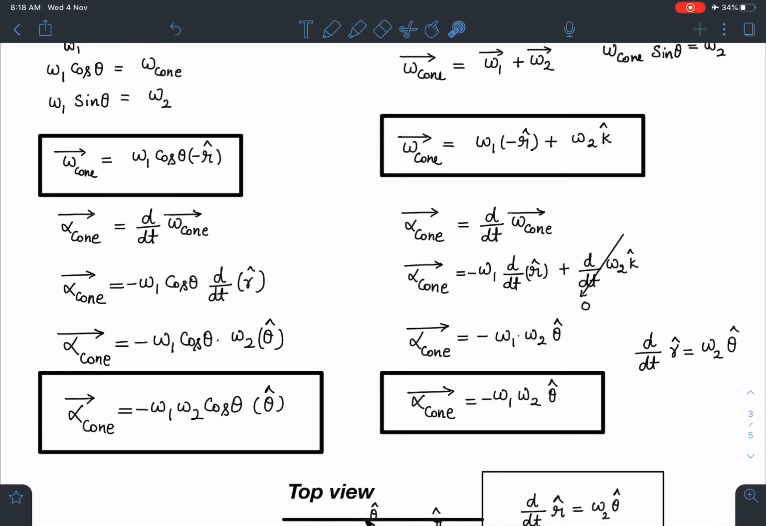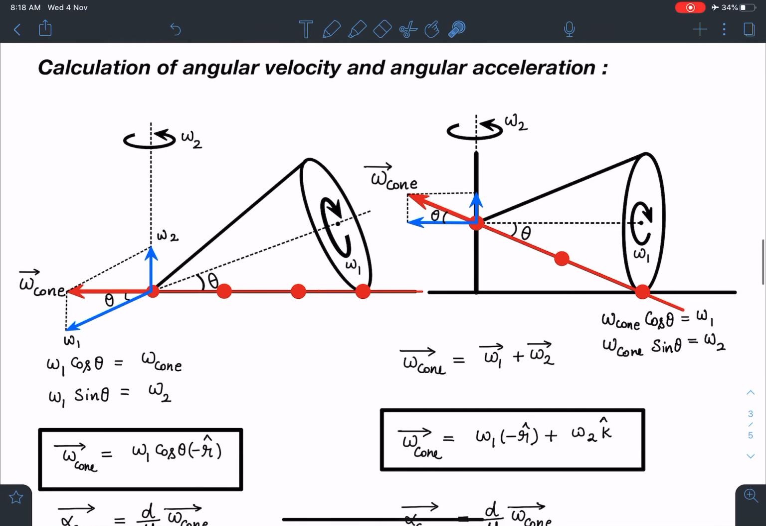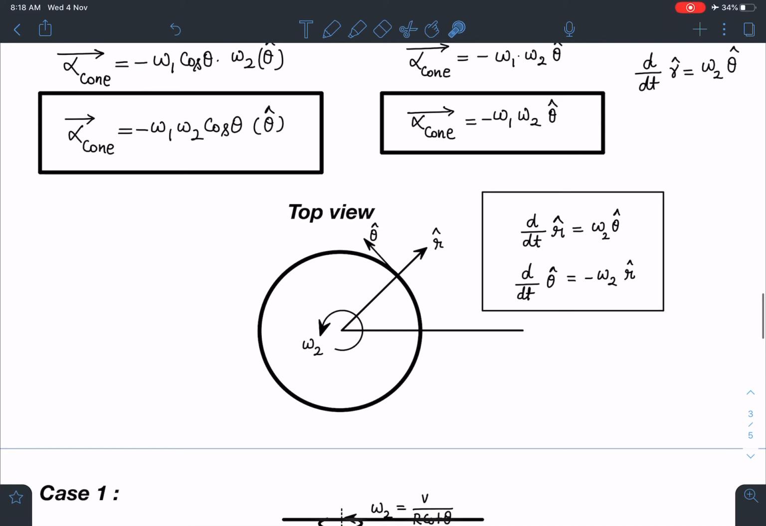All right, so this is the angular acceleration in both the cases, and if you see from the top, I am talking about this circle. Here I'm talking about this circle. This is what I have drawn here, and this line is rotating with angular velocity of omega 2. It's the top view. So that's the reason d by dt of r cap is omega 2 theta cap, and similarly d by dt of theta cap will become minus omega 2 r cap. All right.